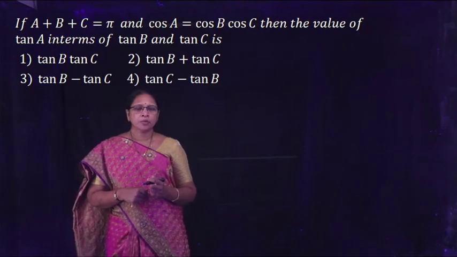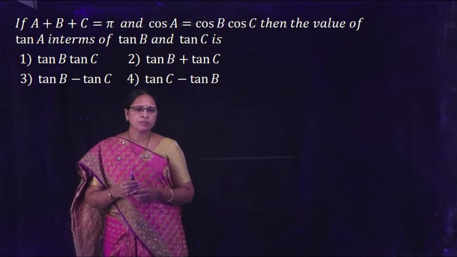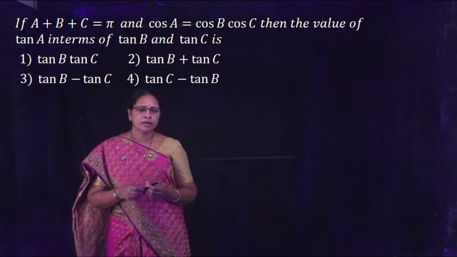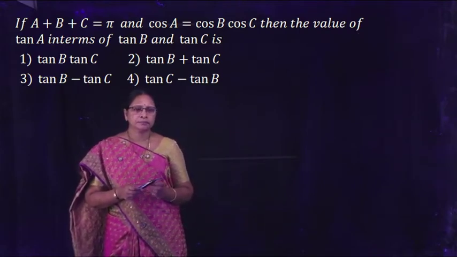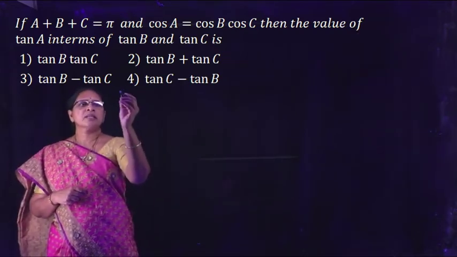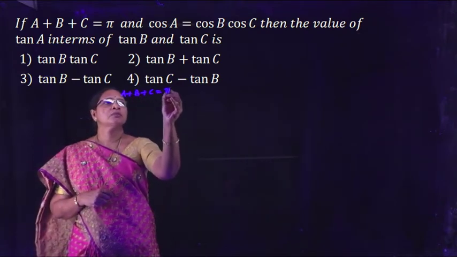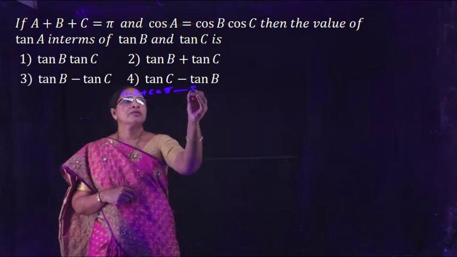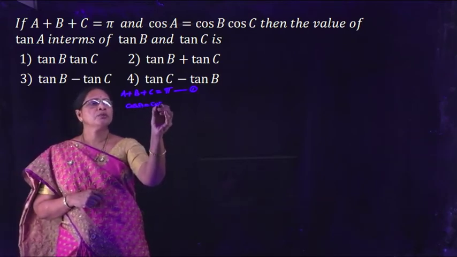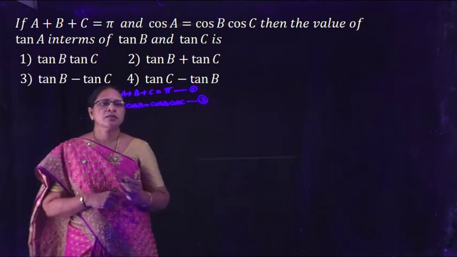See the next problem. If A plus B plus C is equal to pi and cos A is equal to cos B cos C, then the value of tan A in terms of tan B and tan C is. From the given data, A plus B plus C is equal to pi. Note this as equation 1. And cos A is equal to cos B into cos C. Treat it as equation 2.